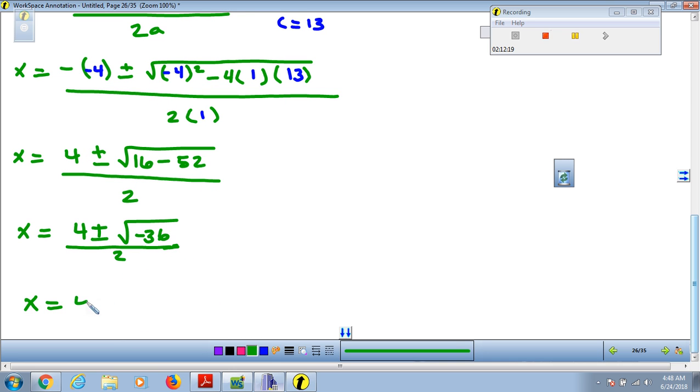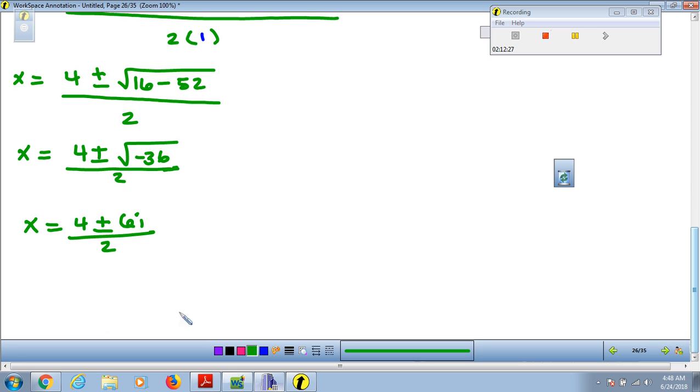So 4 plus or minus, square root of 36 would be 6, but because it has a negative inside, you're going to put an i next to it. So we divide by 2, by 2, and by 2. 2 plus or minus 3i. That's it, because 2 divided by 2 on the denominator is a 1. You don't need to put over 1. Just leave it like that.